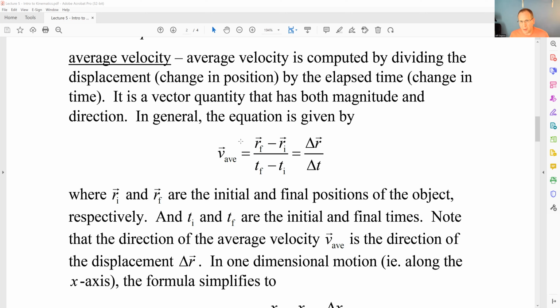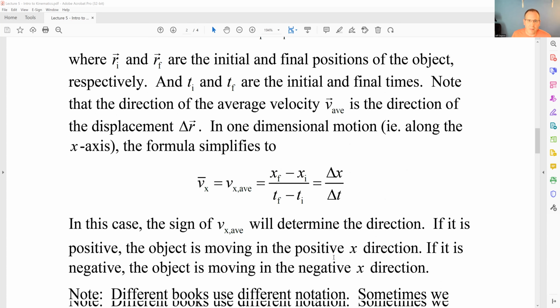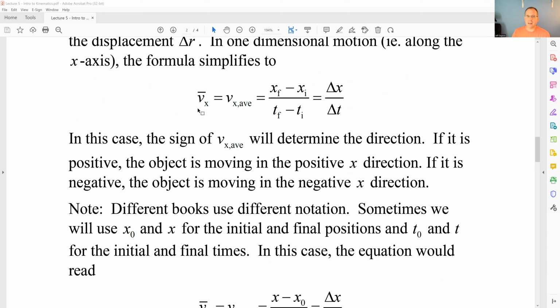Now, this is in general. If you have something in 2 dimensions or 3 dimensions, but mostly we're going to be dealing with 1 dimension in this class. So 1-dimensional motion is a little bit simpler, and the formula simplifies to this. There's a couple of ways I can write average velocity. Sometimes I use v x av, meaning it's the velocity in the x direction and it's the average velocity. Some people will put a bar over the v to represent average velocity in the x direction. And that's simply going to be the final x position minus the initial x position over the final time minus the initial time. So in this case, it's simply delta x over delta t.